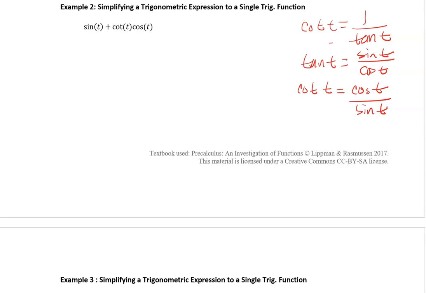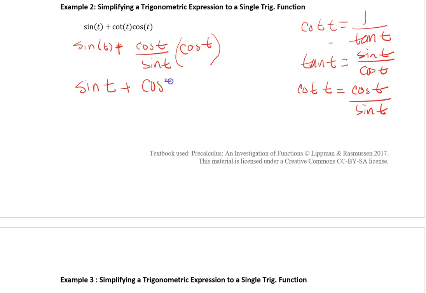And I'm just walking you through my mental process here on how I'm getting there. So that means over here I have sine t plus, instead of cotangent, I'm going to say cosine over sine times cosine. And so I'm going to clean this up. These are being multiplied together, so I get sine of t plus cosine squared t over sine t.